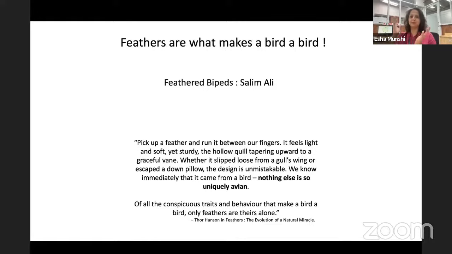And I'm sure we all are pretty crazy about birds. So I think in this session, what I'm going to try and do is think about a bird from a feather's point of view.